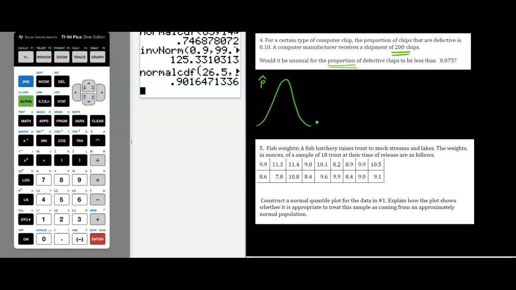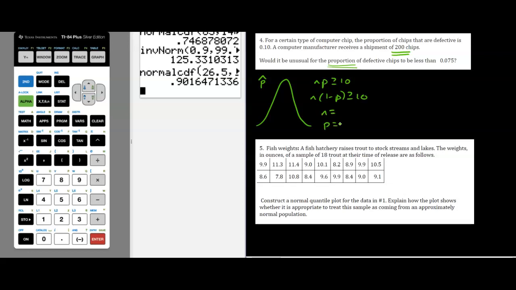Now remember, technically, in order for this distribution to be approximately normal, we need n times p to be at least 10, as well as n times 1 minus p to be at least 10. But I think we could do a quick check here. We just need to know what n is and what p is.